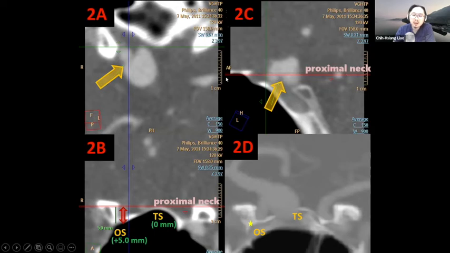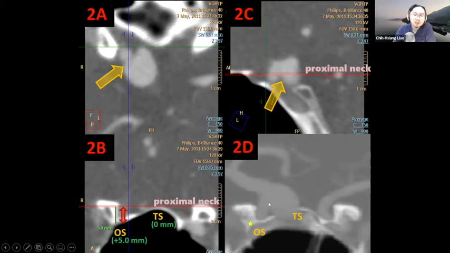And because it has the 3D correlation, it's reconstructed. So this red line equals the coronal cut as here. The height of the proximal neck is here. If I use the base of the optic strut as the reference, the proximal neck is 5 millimeters above the optic strut. If I set the tuberculum sellae as the reference point, the proximal neck point is at the tuberculum sellae, so it's zero. And that's my idea.